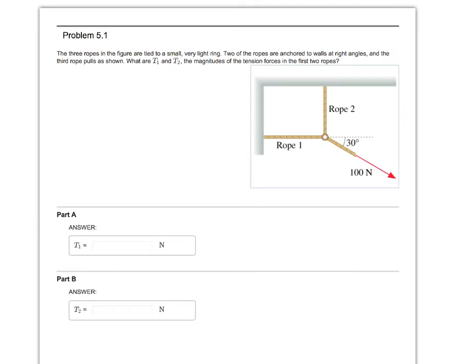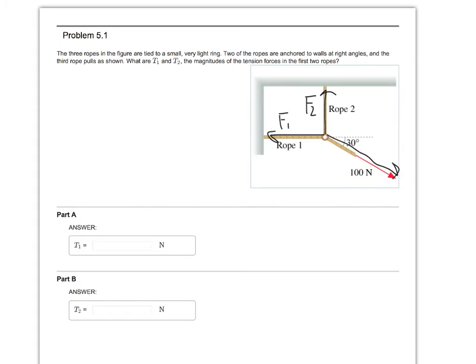Next, we have a situation here with a few different ropes pulling on a ring, and we want to find the magnitude of the tension, or the force, in 2 of the ropes, rope 1 and rope 2. So the first thing that's jumping out at me is I'm going to think about the forces acting on this ring. The ring here is the object, and the ropes ultimately are the forces. So we have a force here from rope 2, a force from rope 1, and this 100 newton force.